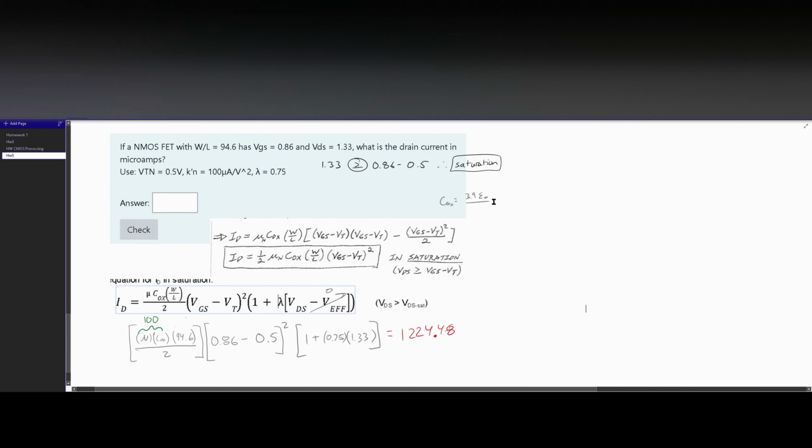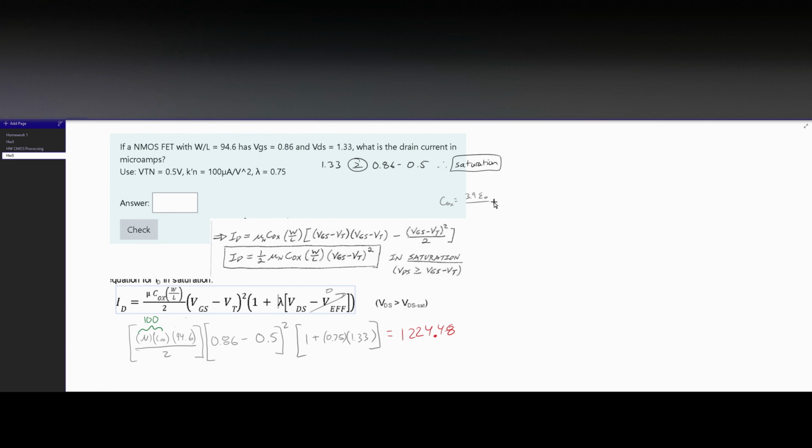We're going to be solving the following problem. If an NMOS FET with W/L has the following values, we have VGS, VDS, we're asked what's the drain current in microamps. This is actually a really good problem to solve for, and this is how we're going to do it. We use the notes in the description below the like button to solve for it.